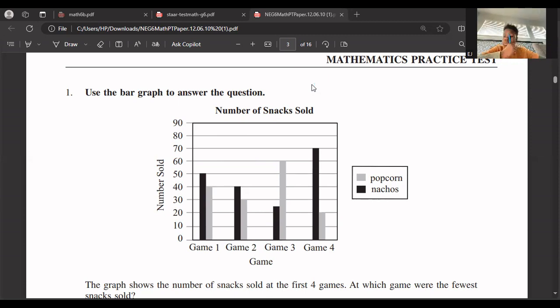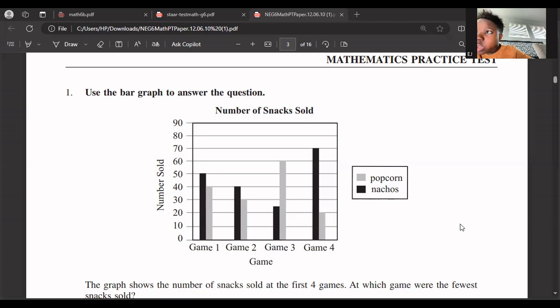You can see the screen I'm sharing. The graph shows the number of snacks that were sold at the first four games. At which game were the fewest snacks sold? The fewest snacks that were sold.